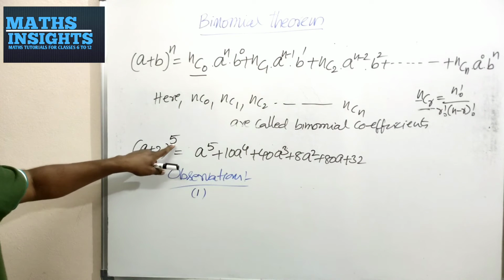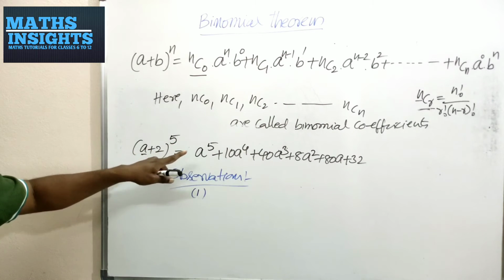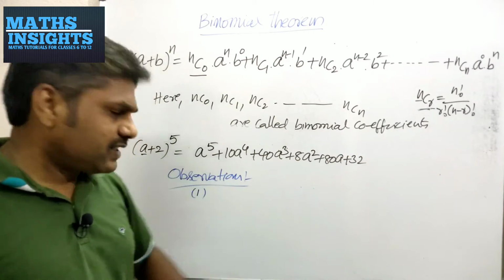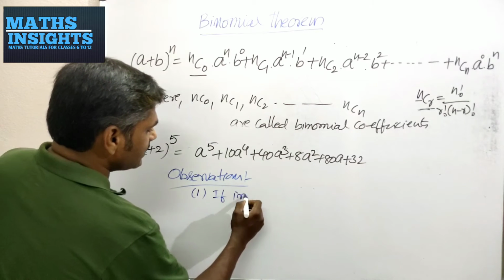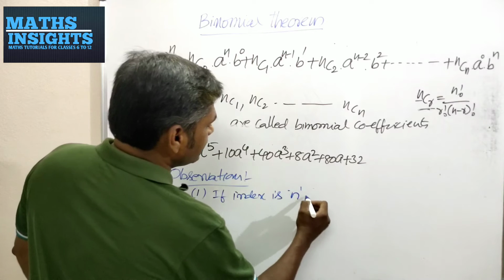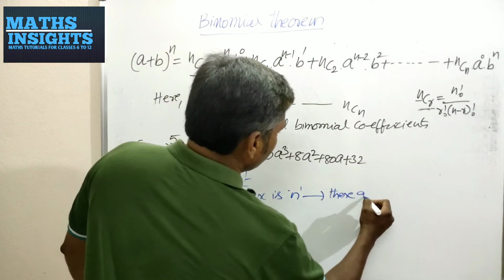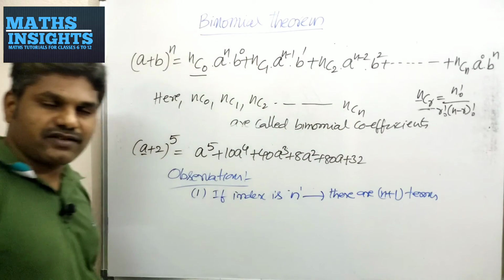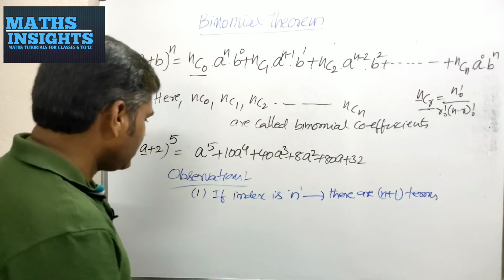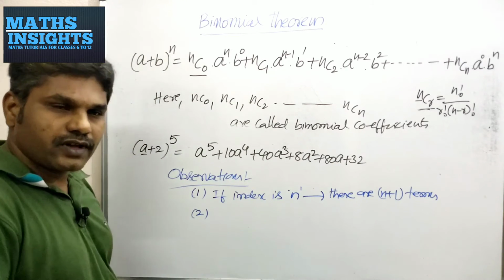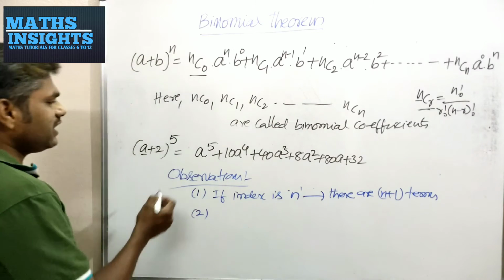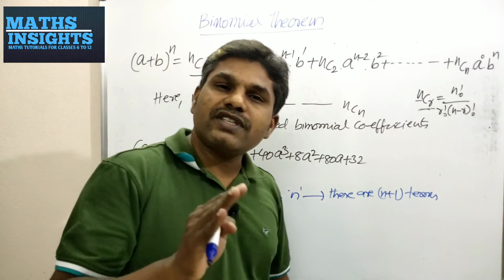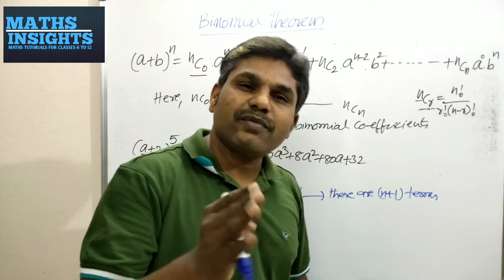See, what is the index of the binomial here? 5. Means you will have 6 terms. This is 1, 2, 3, 4, 5, 6. Similarly, if the index is n, then there are n plus 1 terms in the expansion. Very, very important, right? And the second point is, if you observe, in each term, the indices of both the terms is equal to the index of the binomial.